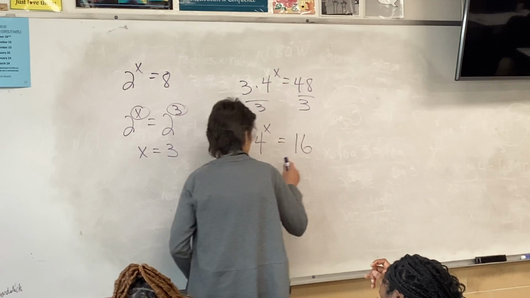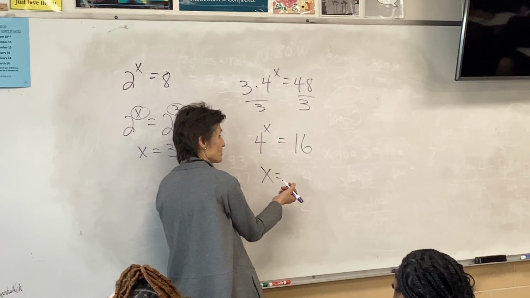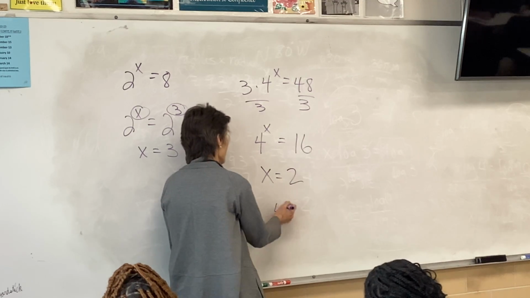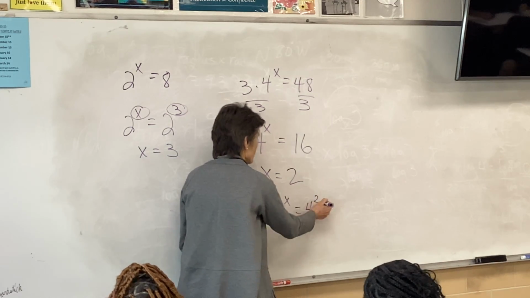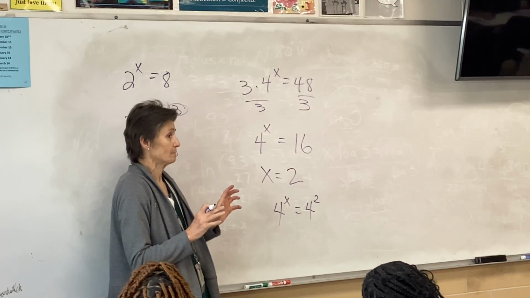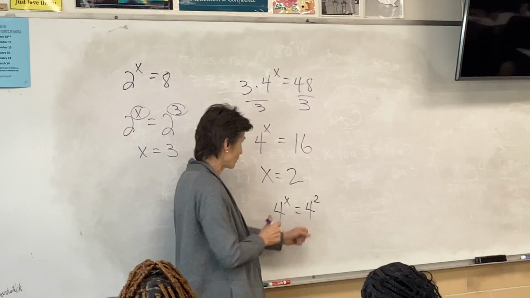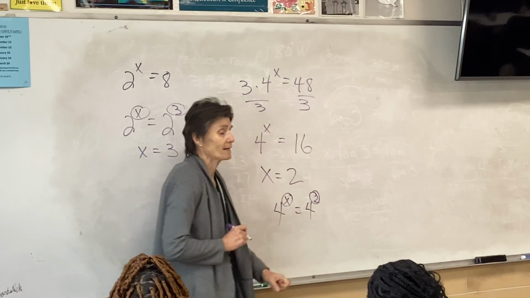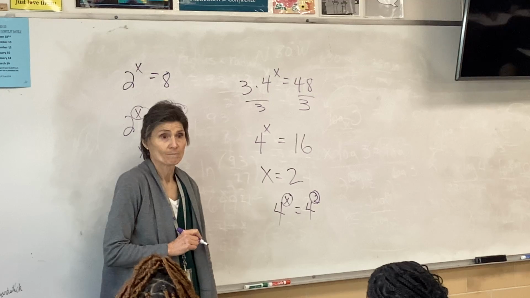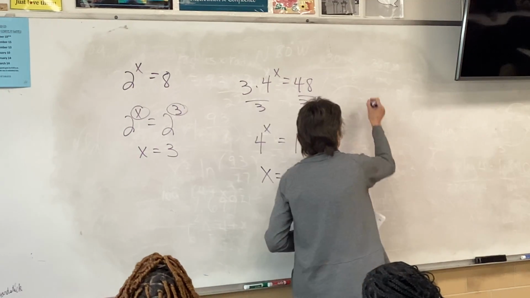And now we have 4 to the x equals 16, and everybody knows then that x equals 2, because 16 is 4 squared. You don't have to write that down, but I want you to understand that's what's happening. You have the same base on both sides of your equation, so therefore your exponents are equal. Now, look at the next one.